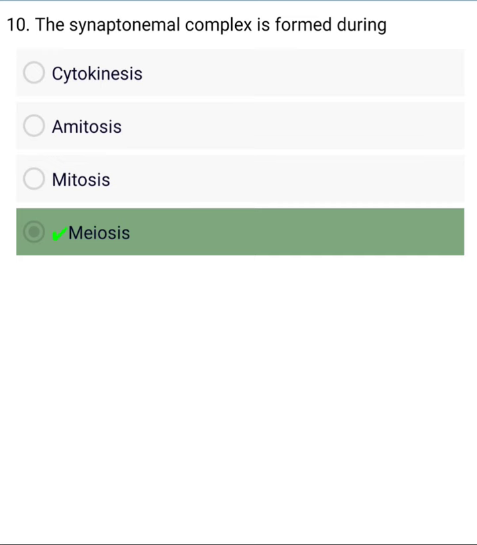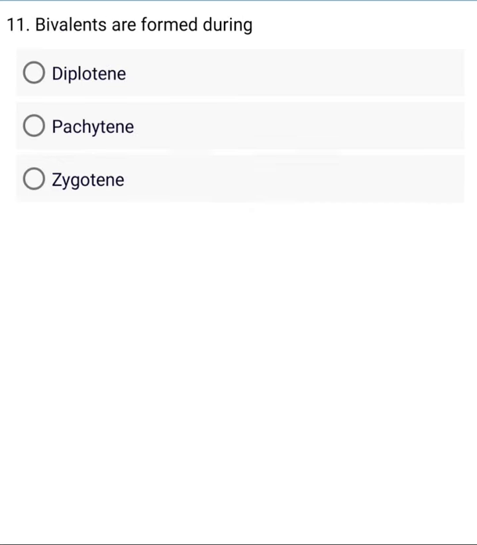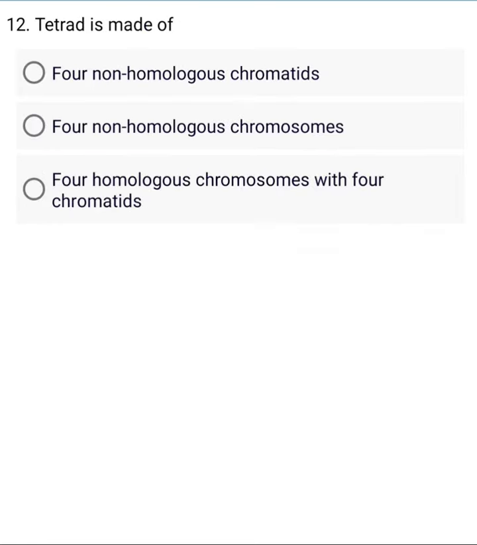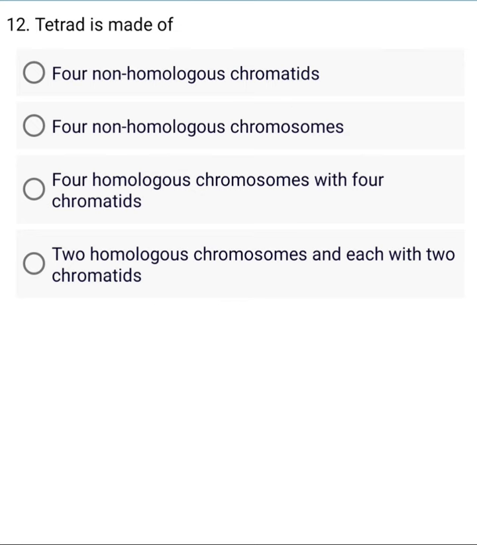Cytokinesis. B. Right. Bivalents are formed during A. Diplotene. B. Pachytene. C. Zygotene. D. Right. Tetrad is made of A. 4 non-homologous chromatids. B. 4 non-homologous chromosomes. C. 4 homologous chromosomes with 4 chromatids.